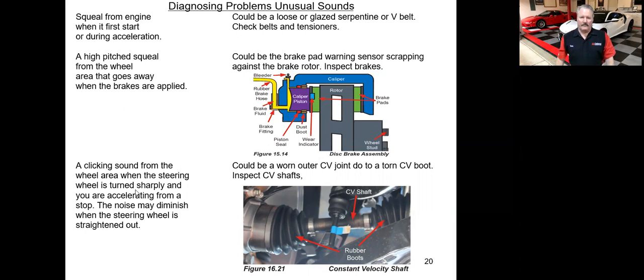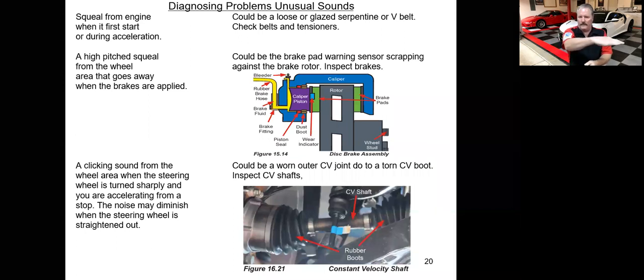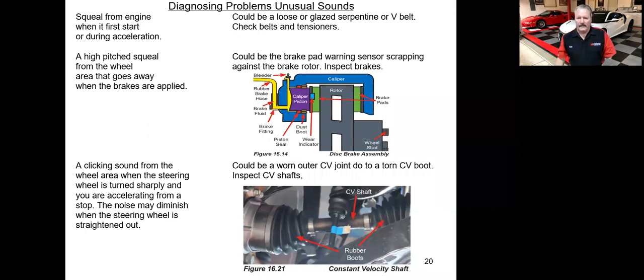How about a clicking sound from the wheel area when the steering wheel is sharply turned one way or the other and then you accelerate away from a stop sign or a stoplight? That could be a worn outer CV joint due to a torn CV boot, and all of the grease has flown out of it. Now you have dirt and contaminants inside that joint where they have ball bearings, and when you turn really tight and take off, it's going to go click, click, click. As you straighten the steering wheel, that sound may dissipate a little bit. You definitely would want to be looking at the drive shaft, the constant velocity shaft, and the outer CV joint.